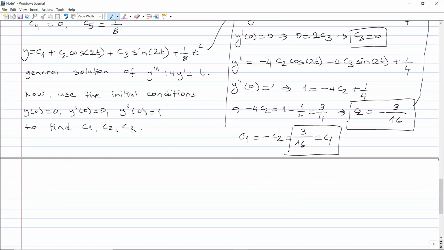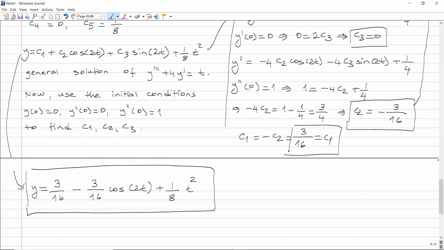Okay, so I have the general form of the solution, and we use these constants, c1, c2, c3, that we figured out to get our unique solution. c1 is 3 over 16. c2 is minus 3 over 16. And c3 is 0. Remember, we also have plus 1 over 8 t squared. So this is our unique solution of the given initial value problem. And let me check if I have this right. Yes. And that's all for now.